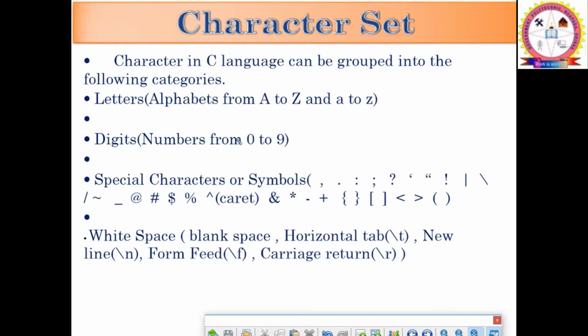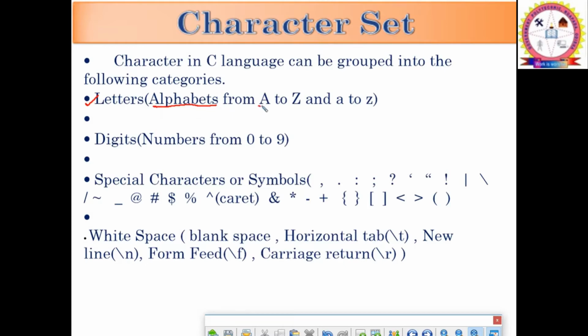So what is a character set? Characters in the C language can be grouped into the following categories. What are the characters coming in the C language? Like in the English language, the first one is letters, or we can say alphabets. C is also a high level language, and these high level languages are almost similar to the English language. They look like the English language. So these letters are nothing but the English language alphabets.